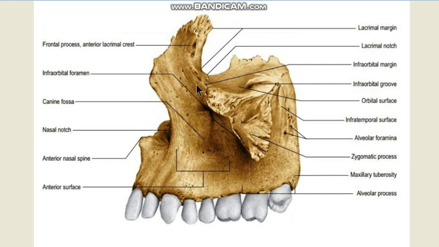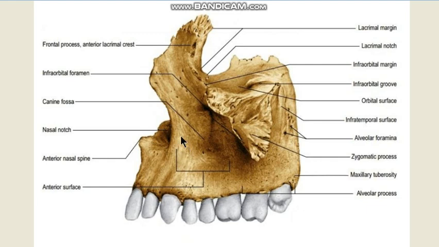Now this space between the orbital margin and the infraorbital foramen gives attachment to the levator labii superioris, and the space between the infraorbital foramen and the alveolar process somewhere here gives attachment to the levator anguli oris. And as you can see in this surface here you have the nasal notch, and this projection is the anterior nasal spine. To the margins of the nasal notch here you have the attachment of the nasalis muscle.